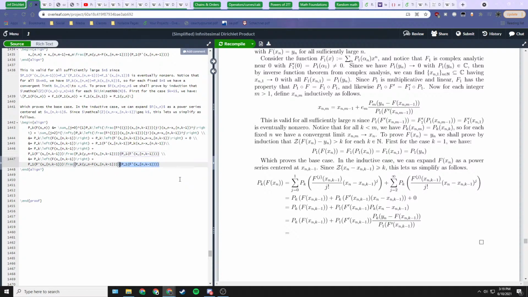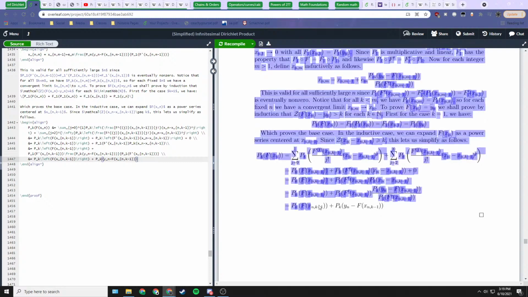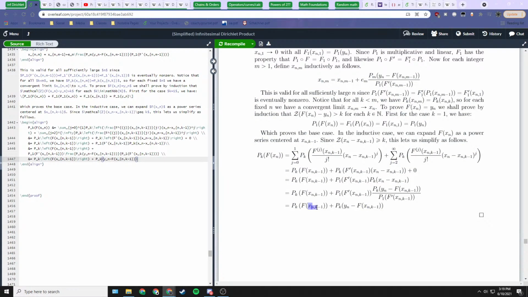So first this part, and then this part. And then once we do that, we have f xn k minus 1 and f xn k minus 1 in both these positions. So these just cancel out since pk is linear and we're subtracting. So this will go away along with this. And that's it. That's pretty much the whole thing. I think actually this isn't even by induction. I think we don't even use an induction here.